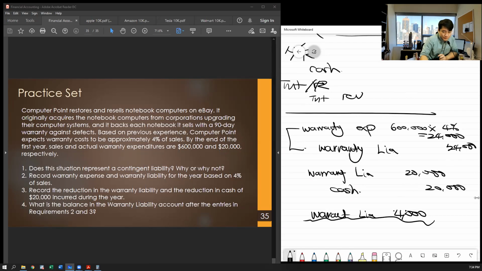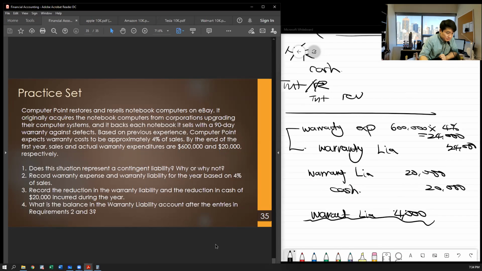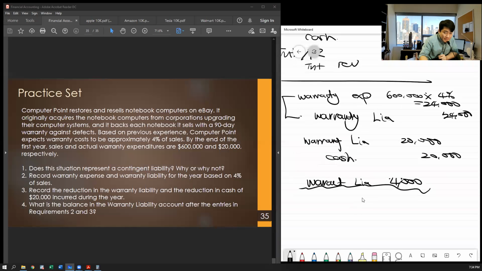Any questions on this? Yeah, what happens if you underestimate your warranty liability? Do you have to do anything, or do you just carry over a debit balance? No, so this was an estimate, right? Let's say the actual claim is 28.